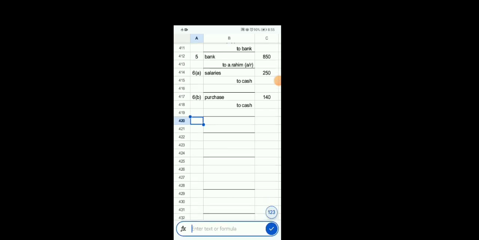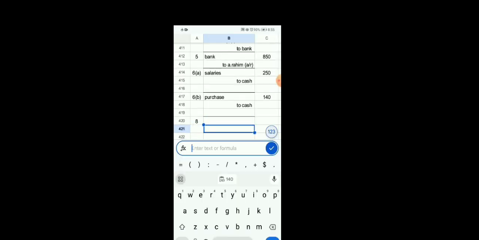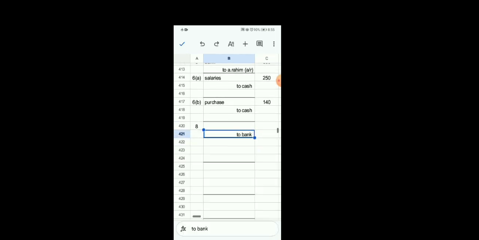Next is 8. So here just write down entry number 8, and what entry number 8 is saying? Drew from bank for office use. You have drawn some amount from bank for office. When you are going to draw some amount from your bank account, amount present in bank account would be decreased. Decrease in bank account means decrease in your asset, decrease should be mentioned on credit side. So you will name your bank on credit side, because your asset is decreasing, amount present in bank is decreasing.